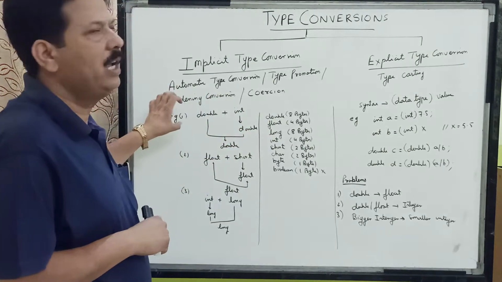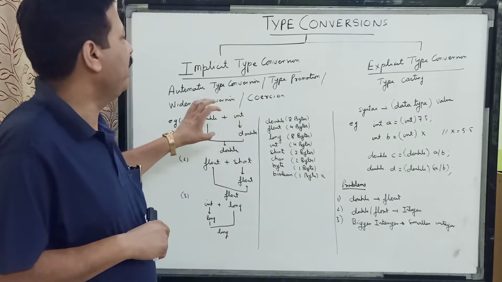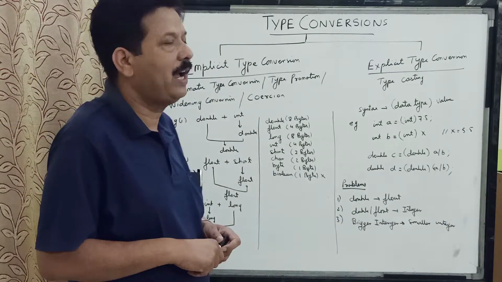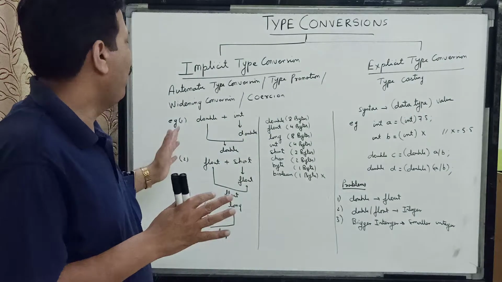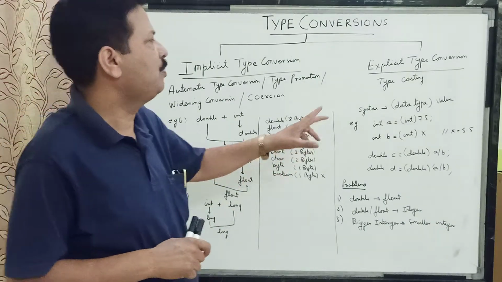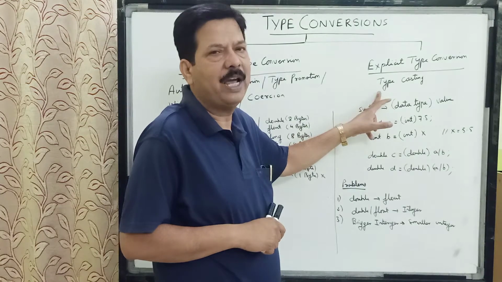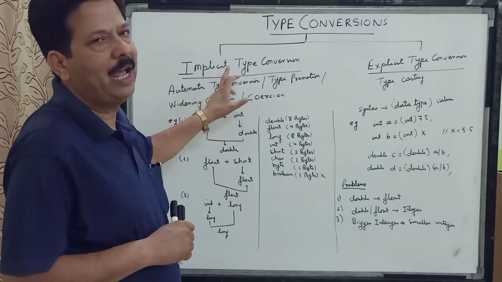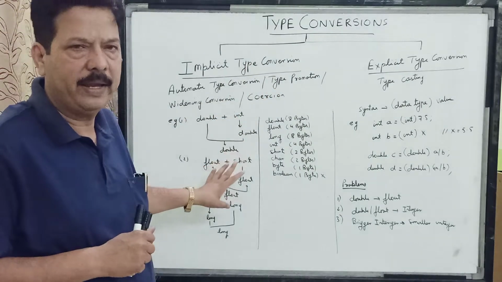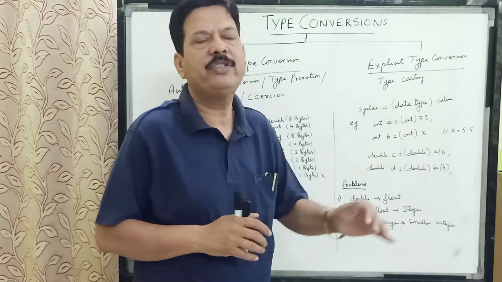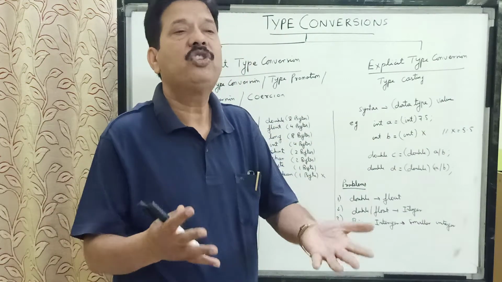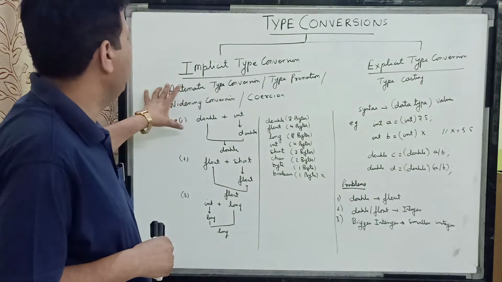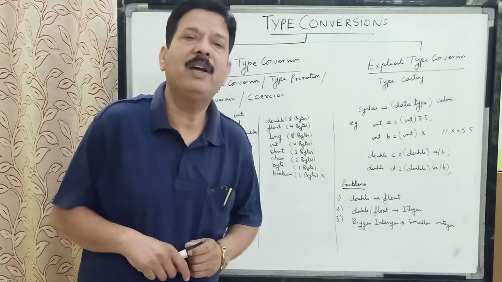So children, implicit type conversion is also called automatic type conversion, type promotion, widening conversion or coercion, and explicit type conversion we can also call type casting. Now children, the difference between them is that implicit type conversion is done by the compiler automatically, and explicit type conversion is done by the user in order to change the data according to his requirement.